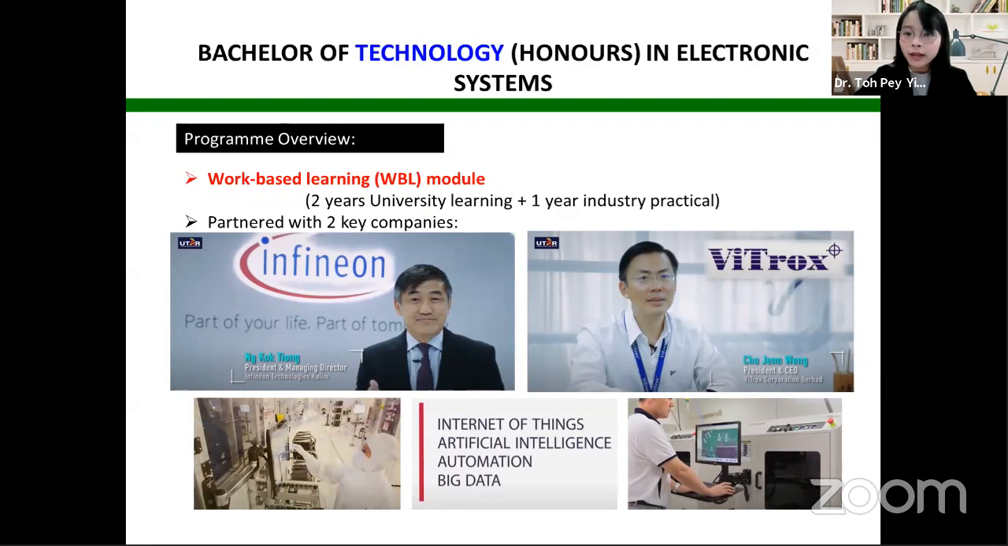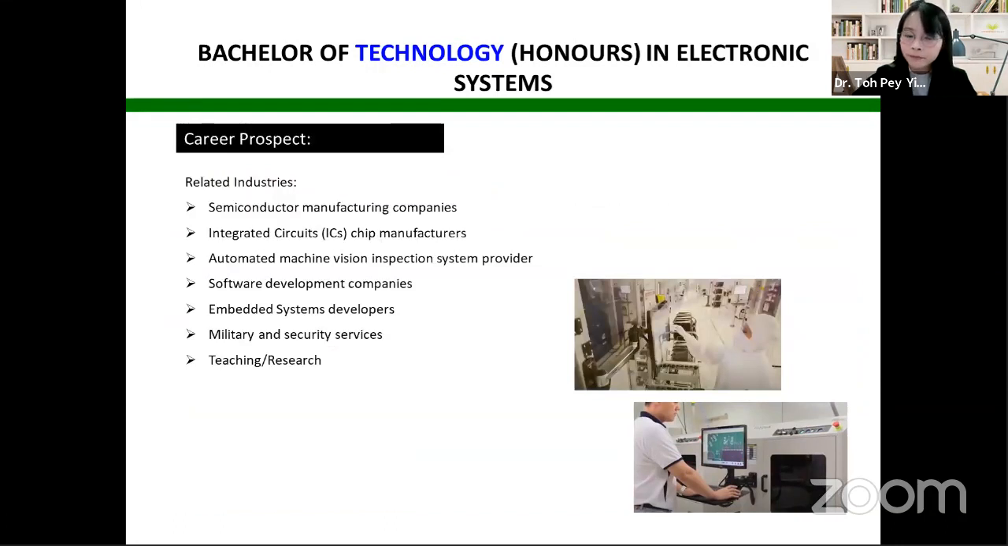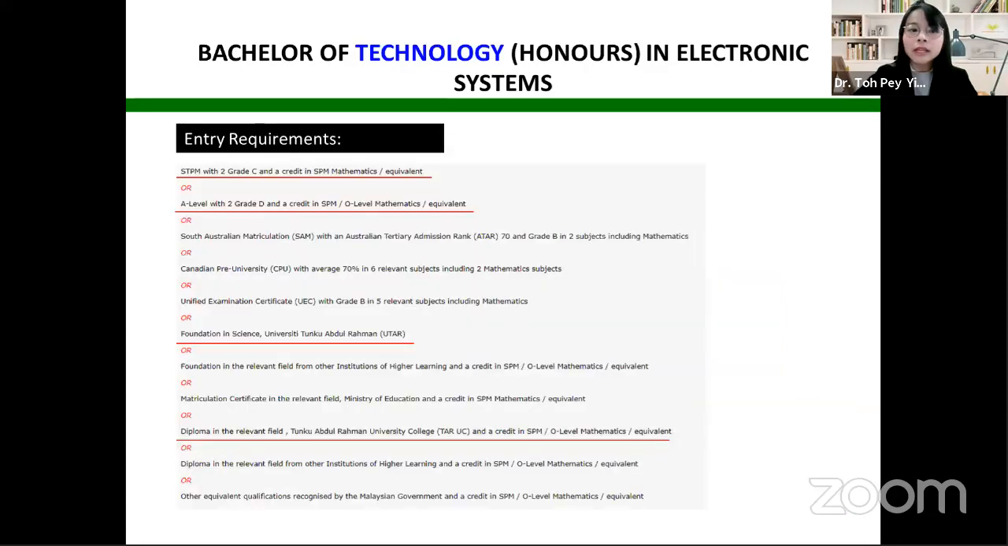These 2 electronic companies readily accept graduates and students from this program to do their industrial practicals in their company. So from here, you can know that if you enroll in this program, you have a chance to gain very good practical experience in the real industry before you graduate. For the career prospects, it is similar. You can still involve yourself in the electronic industry. For the entry requirement for this technology program, the important subject is mathematics.